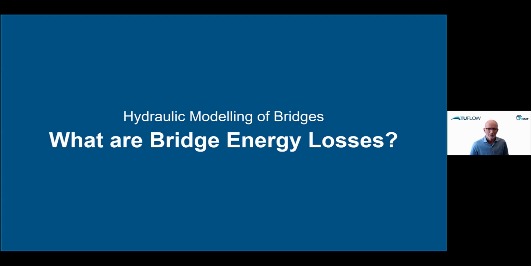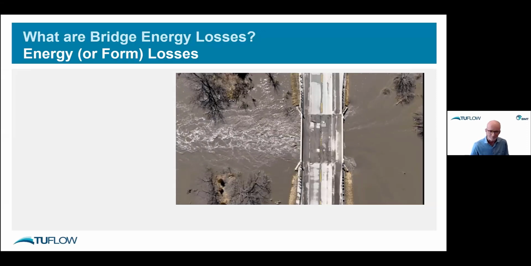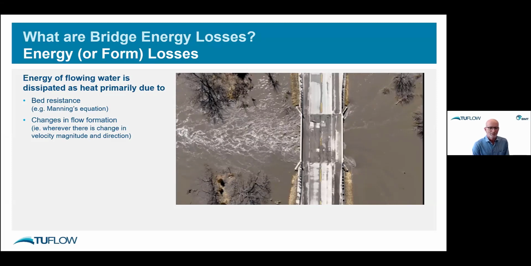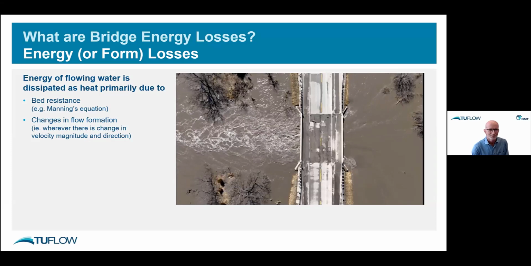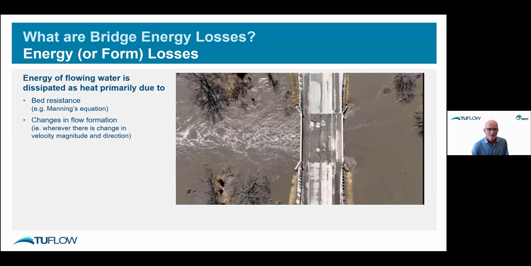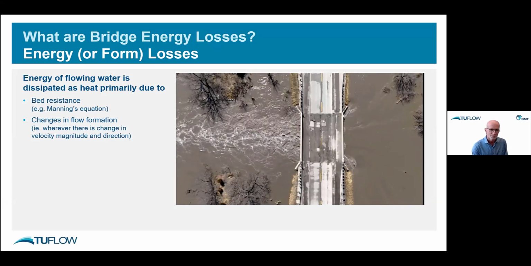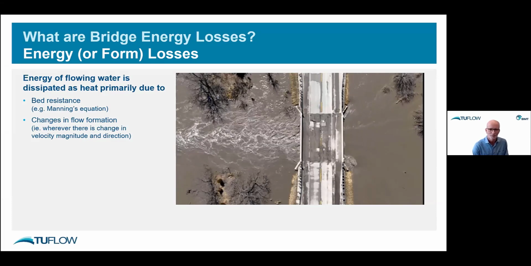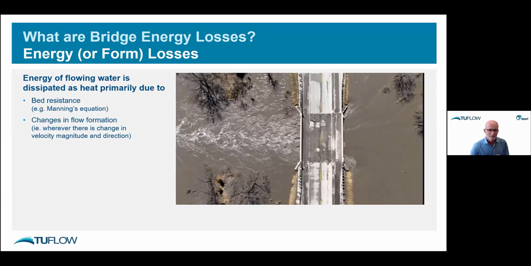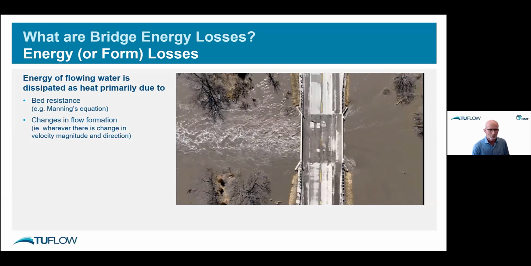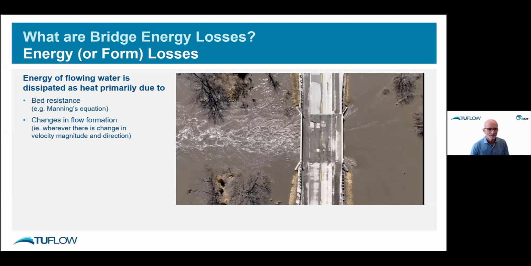So, modeling energy losses, what are they? What are we talking about? Basically, the water has energy to flow downhill, and it is dissipated as it moves along, primarily as heat. That dissipation of energy is due to two main things. The first is bed resistance, and most people would use the Manning's equation. That's basically the water rubbing against the waterway that it's flowing along, which will dissipate energy as heat.